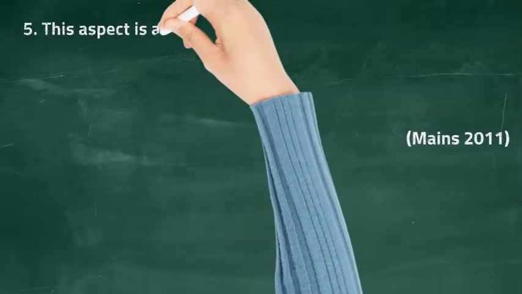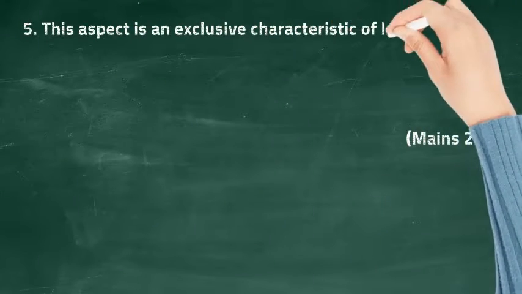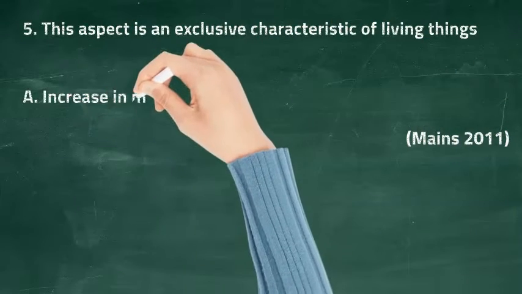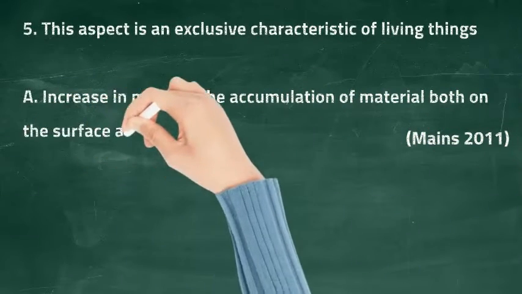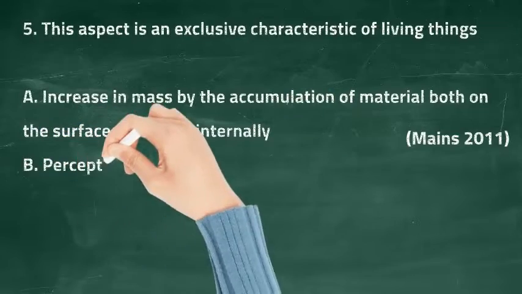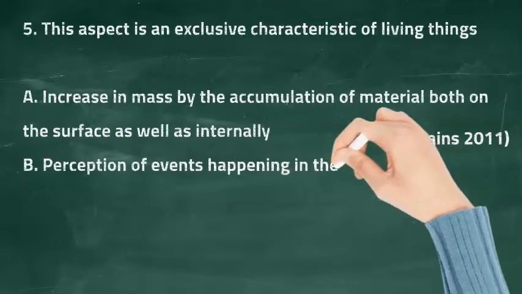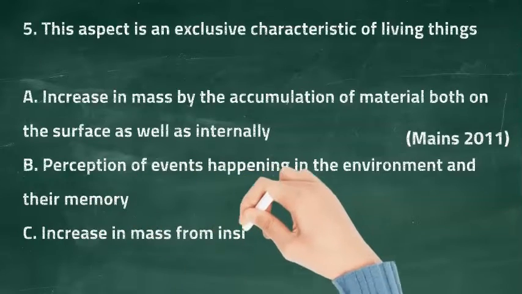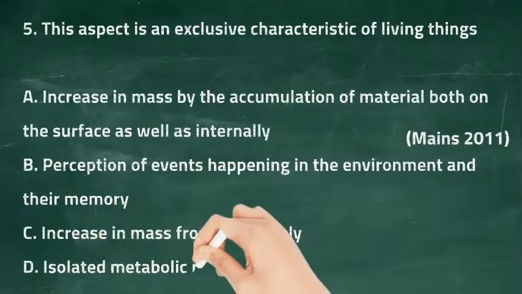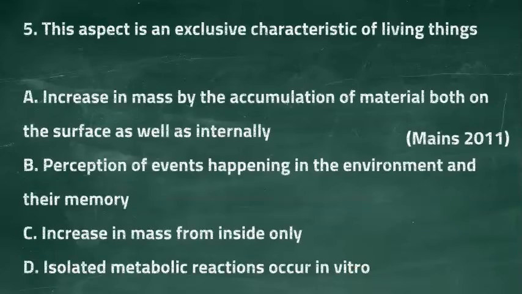Question fifth. Which aspect is an exclusive characteristic of living things? Option A: increase in mass by the accumulation of material both on the surface as well as internally. Option B: perception of events happening in the environment and their memory. Option C: increase in mass from inside only. Option D: isolated metabolic reactions occur in vitro. The right answer is option B. Perception of events happening in the environment and their memory.